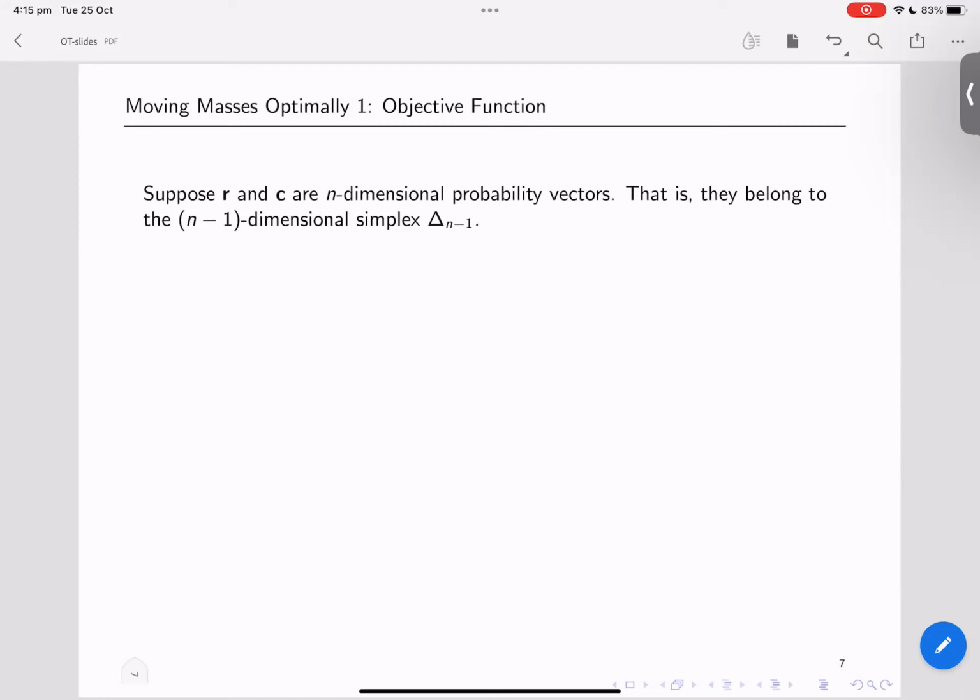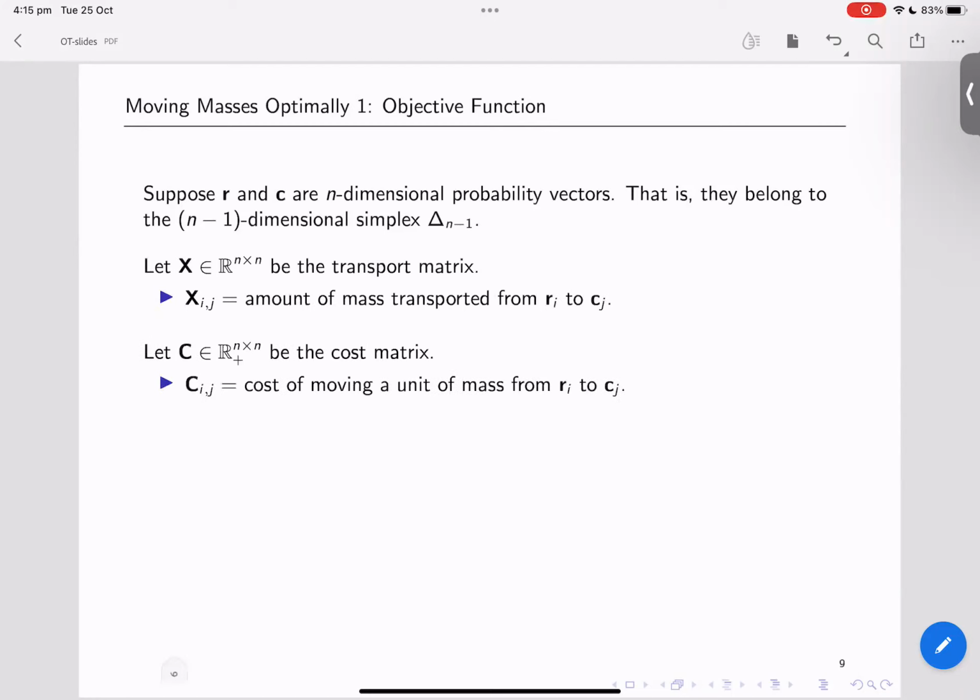All right. So we will define two matrices. The first matrix is the matrix X. The ij-th component of that matrix X is the amount of mass that you move from the ith bin of R to the jth bin of C, okay? So this is the mass that you move from one bin of the source to another bin of the target. I will also define another matrix, which is C, called the cost matrix, where Cij equals the cost of moving one unit of mass from Ri to Cj, okay?